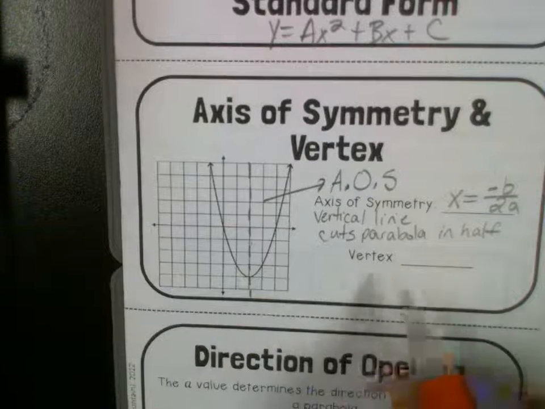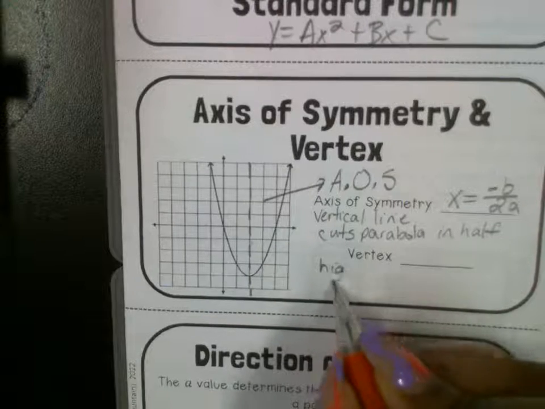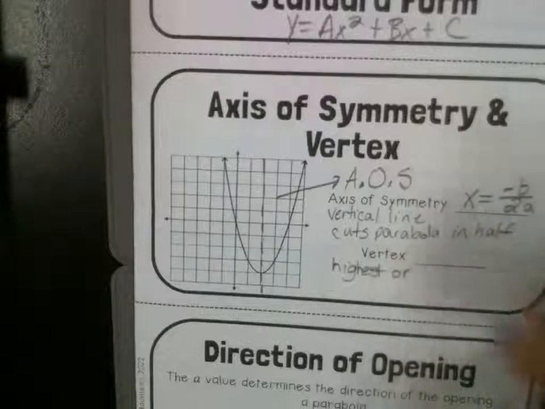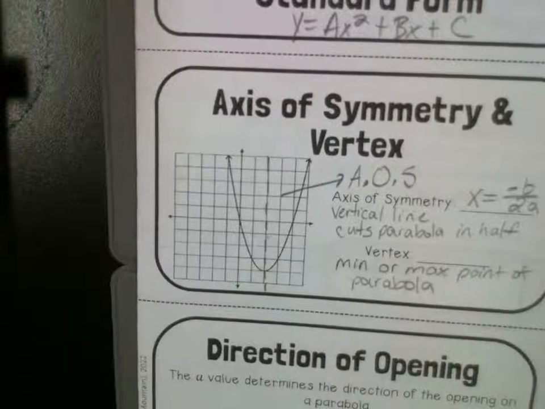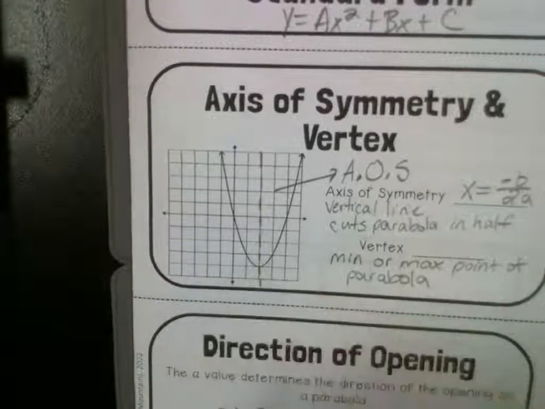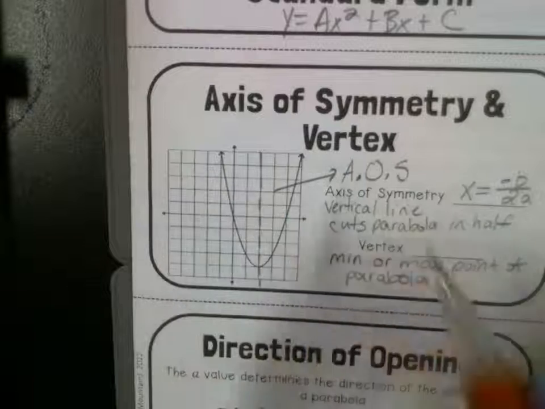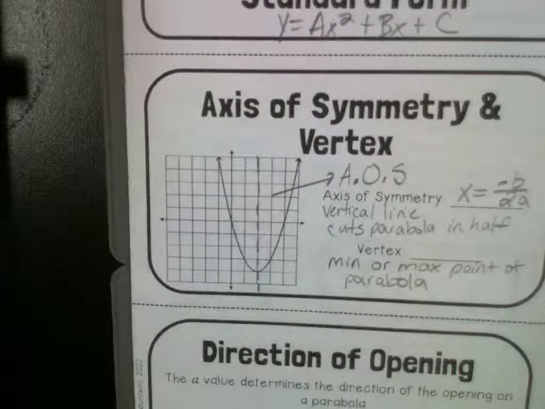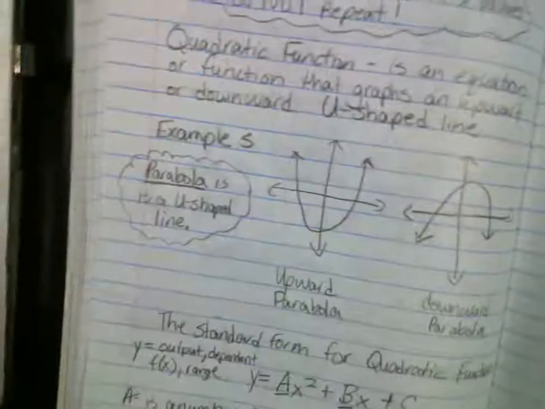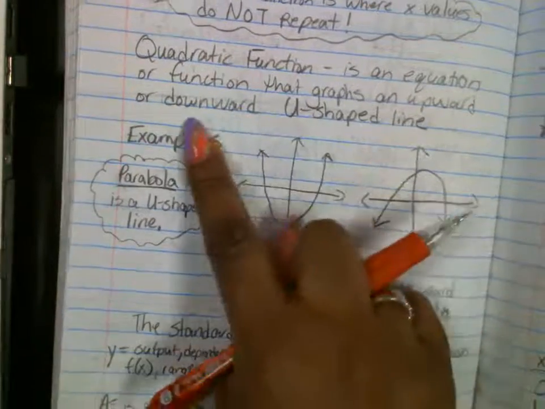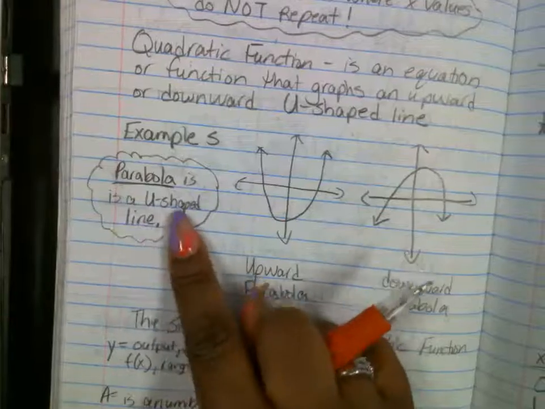Your vertex is the highest or lowest point of the parabola. Minimum or maximum are the words I should use because that's what they use. It's your minimum or maximum point of the parabola. So it's this right here, the U-shaped line. Remember that page that we just did, where we got our notes from? A quadratic function is an equation of a function that graphs an upward or downward U-shaped line. A U-shaped line is a parabola.